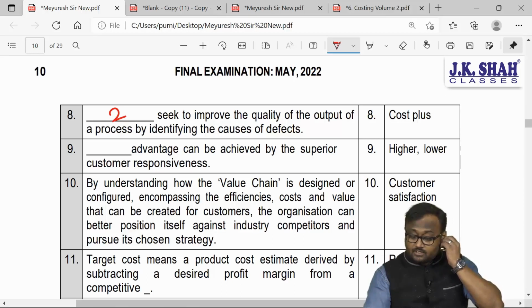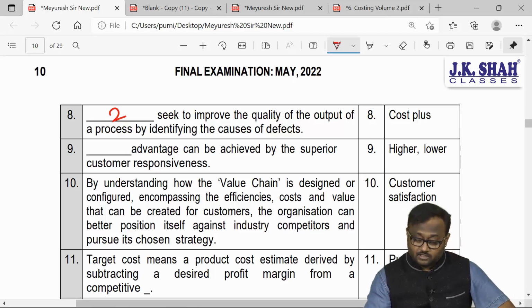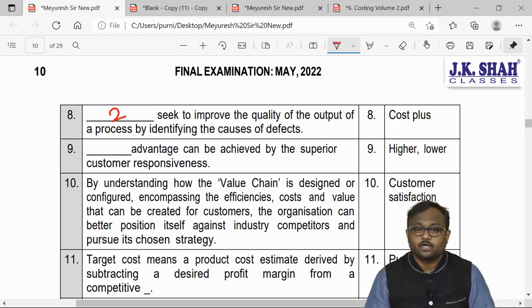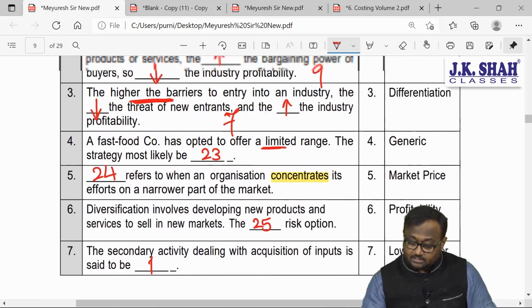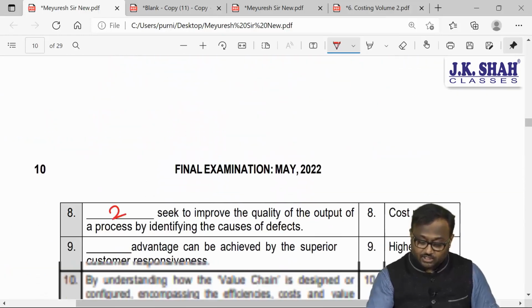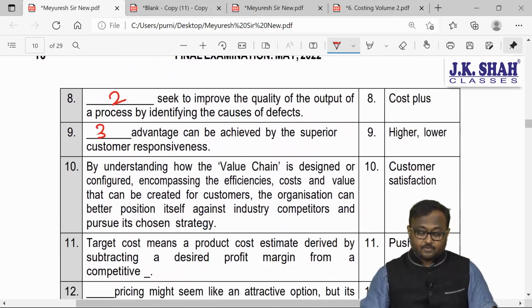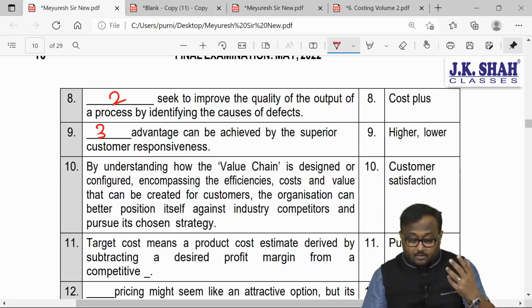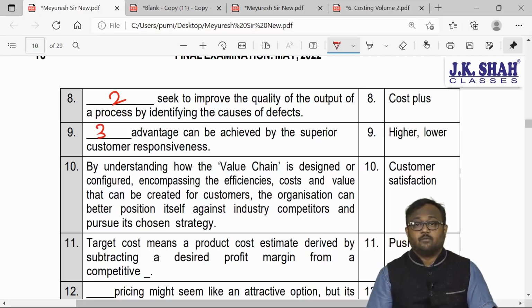So customer is responding, and customer is responding in an advantageous manner. That means the customer must have preferred your product over your competitor's product. That means it's nothing but a differentiation strategy that is being implemented. It's a differentiation advantage. Because when you have a superior product, your customer always responds in a favorable manner. So differentiation is something that works.